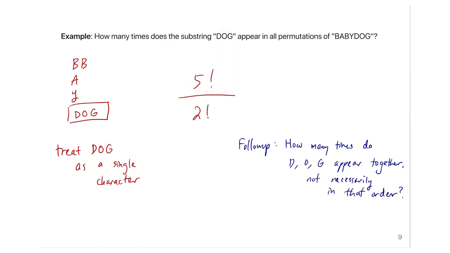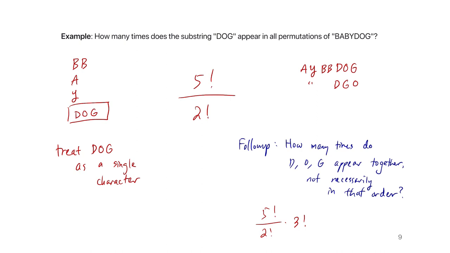Okay, and so we'll start off with the answer we had before, 5 factorial over 2 factorial. But now, for each arrangement we had before, we can scramble the order of D, O, and G, right? And how many ways can we permute the characters D, O, and G? 3 factorial, right? So we take our previous result, and for each previous result, we can scramble D, O, and G 3 factorial ways. So we just multiply our previous thing by 3 factorial. So essentially, if before I had A, Y, B, B, D, O, G, this can be replaced with the same thing, but D, G, O, O, G, D, O, D, G, G, O, D, G, D, O. And I can do that for every one of the 5 factorial divided by 2 factorial original permutations.